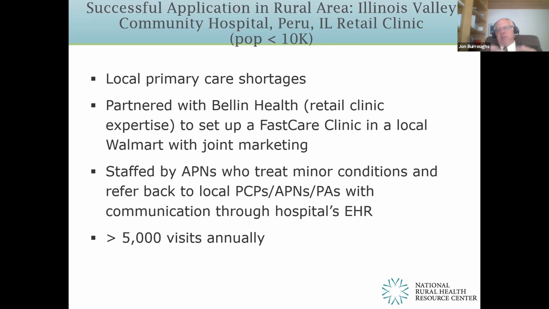And a lot of people are setting up business partnerships with a lot of these people. They're staffed by advanced practice nurses. They treat minor conditions and refer back to local physicians. And the key with these is you only take care of 36 high volume, low risk entities, and they do over 5,000 visits annually. This is a tiny little town, a population well under 10,000 people, and it's something you can easily do.